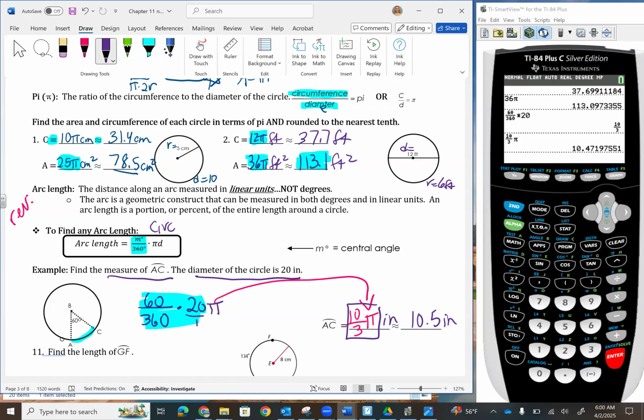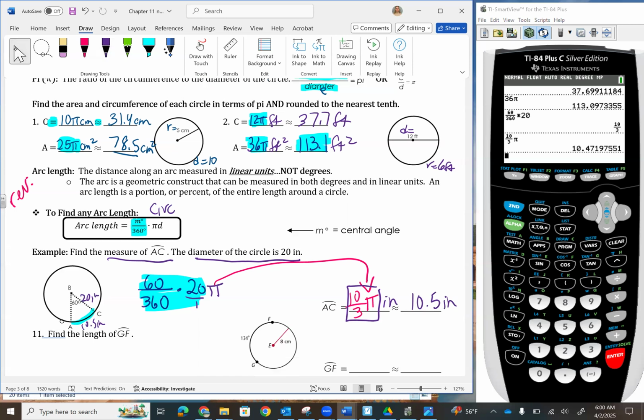And that kind of makes sense. And then I meant like proportion. Like if this is 20 inches here, this is about 10.5 inches. All right. And then the next thing is we're going to try it again.